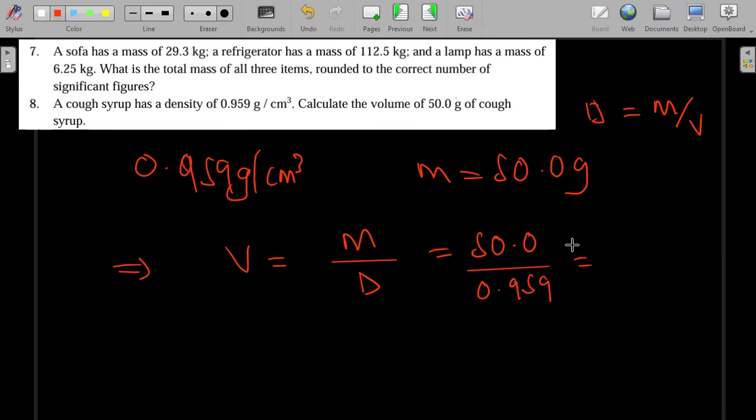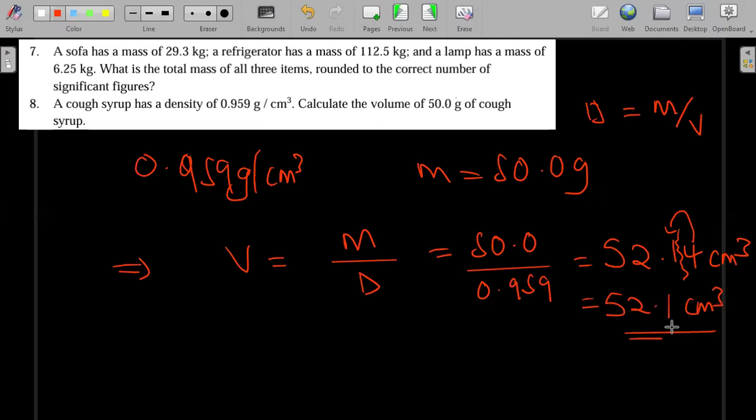When we divide this, if I punch it on my calculator, I'm getting 52.14 cubic centimeters. This is my volume. But here we have to consider the number of significant figures. This one has 3, this one has 3, so even our answer should have 3. We round off from there, so the 4 rounds down to the 1. Our final answer will just be 52.1 cubic centimeters. So this is our answer there. Any questions?